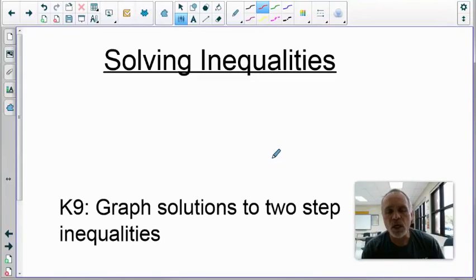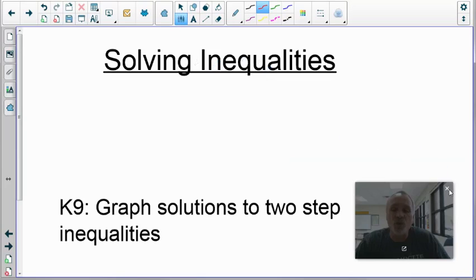Okay, hi everyone. So now we're going to look at solving inequalities. It's actually for K9, which is graph solutions to two-step inequalities. You already know how to graph because you've done K1 and K2, hopefully. If not, you need to go do those. And this is just we're going to figure out how to solve an inequality, and then you can just go ahead and graph from there.